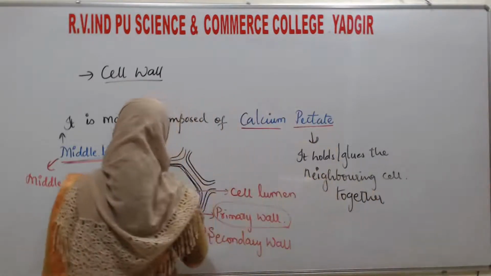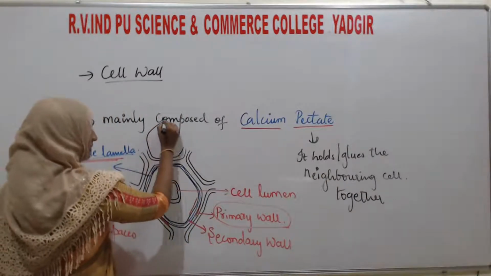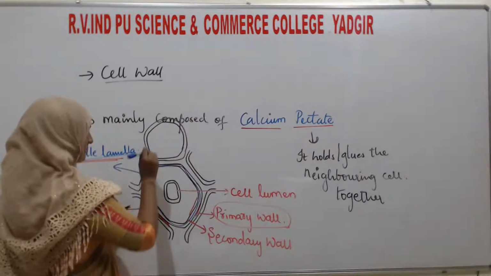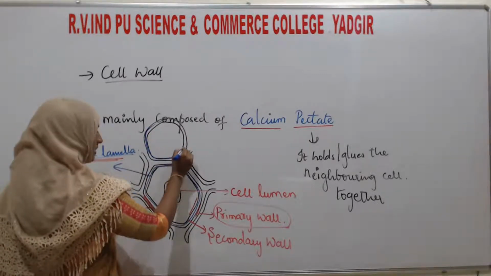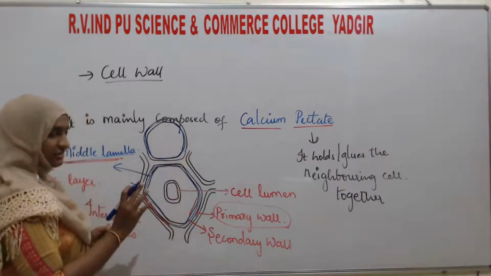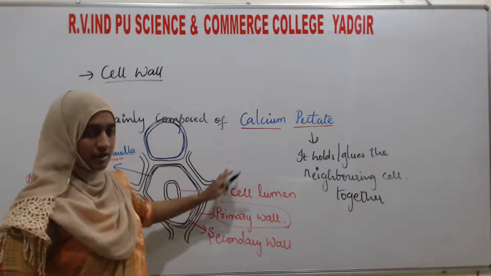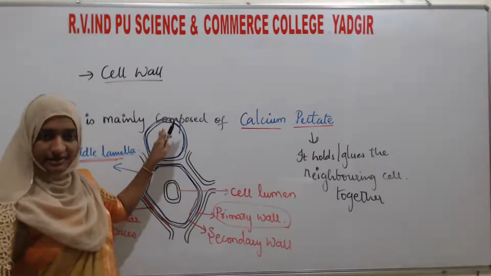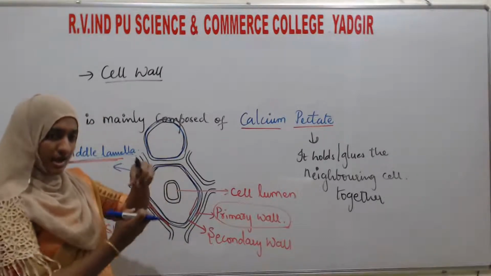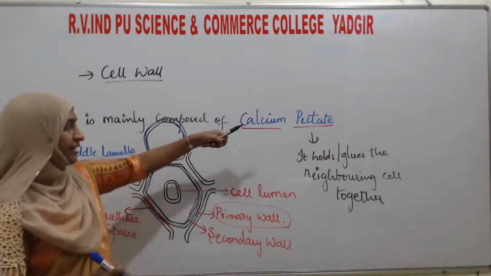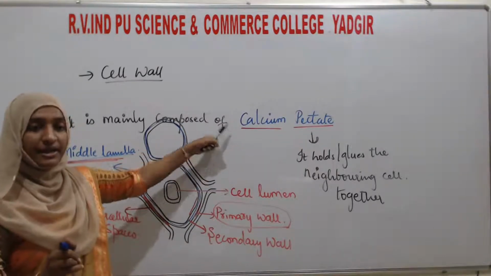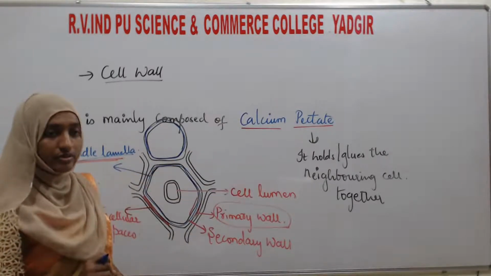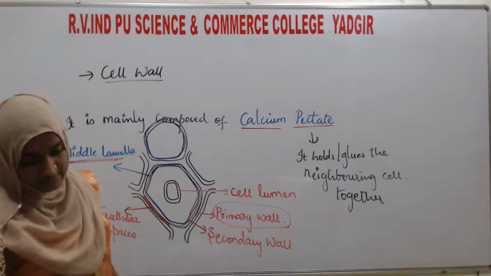For example, this is another cell. Here also there is a presence of middle lamella. This middle lamella consists of calcium pectate. Here they are stuck together. This is one cell and this is another cell. How are these cells stuck together? That is due to the presence of calcium pectate in the middle lamella. What does it do? It holds or glues the neighboring cells together.